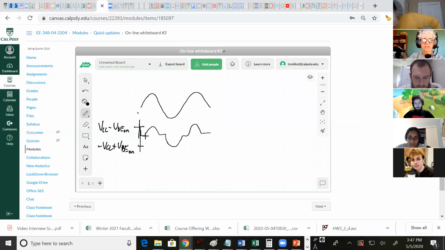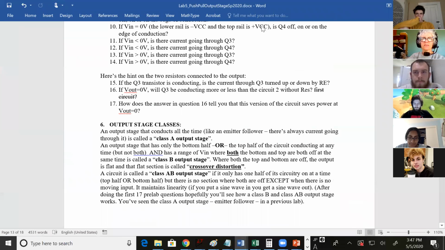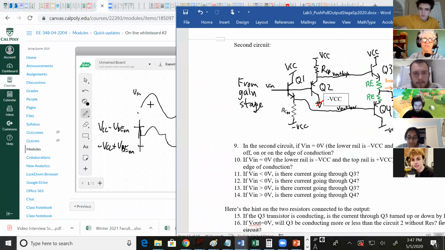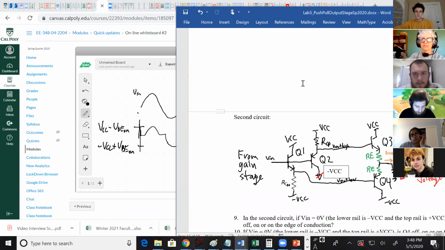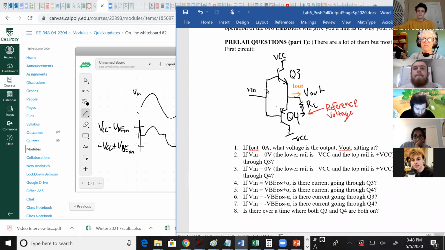Why does it suddenly start to follow? Because it's VB on. So V in finally hits VB on, and that turns on Q3, let's see if I can put that on the side. Yeah, so now V in goes up. Oh, whoops, wrong circuit. There we go. Q3 goes up to VB on, and now Q3 turns on.